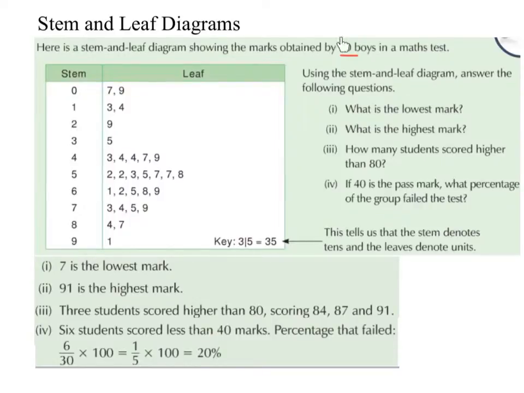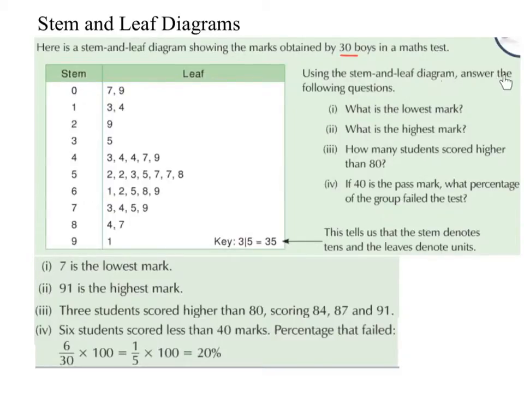We're told in the question that there were 30 boys, but if we'd not been told that and asked how many students were involved, we could just count up the number of digits on the leaf side. 1, 2, 3, 4, 5, 6, 7, 8, 9, 10, 11, 12, 13, 14, 15, 16, 17, 18, 19, 20, 21, 22, 23, 24, 25, 26, 27, 28, 29, 30. So there are indeed 30 students.